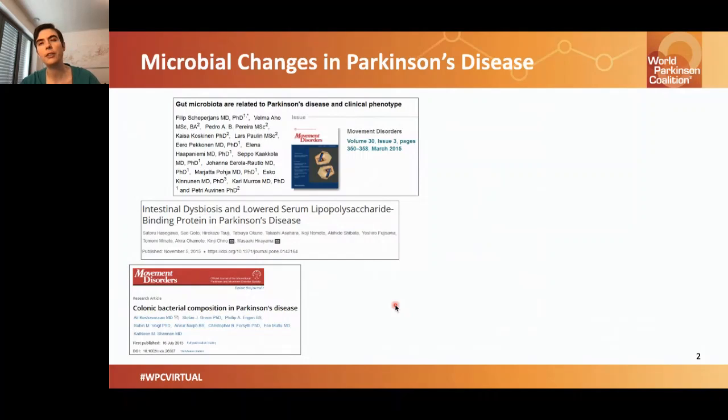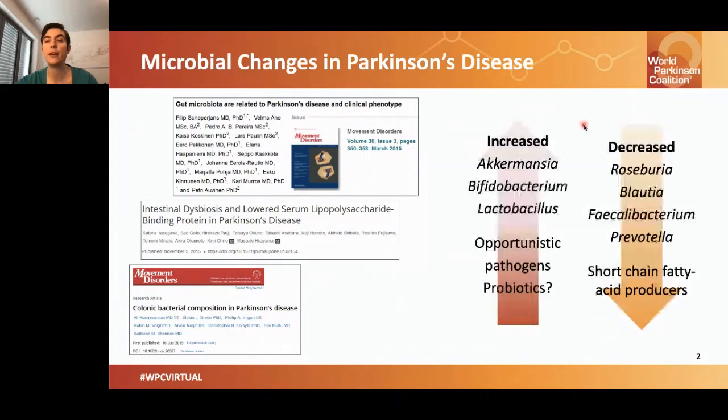Due to technical differences and variation in human populations, the lists of microbes that are associated with Parkinson's are never identical across studies, but some patterns are starting to emerge. Here we have lists of some big bacteria that are often reported as increased or decreased in Parkinson's compared to non-Parkinsonian control subjects. Many of these decreased bacteria are producers of short-chain fatty acids, while the increased ones have been described as opportunistic pathogens that cause disease when they are in the wrong place at the wrong time.